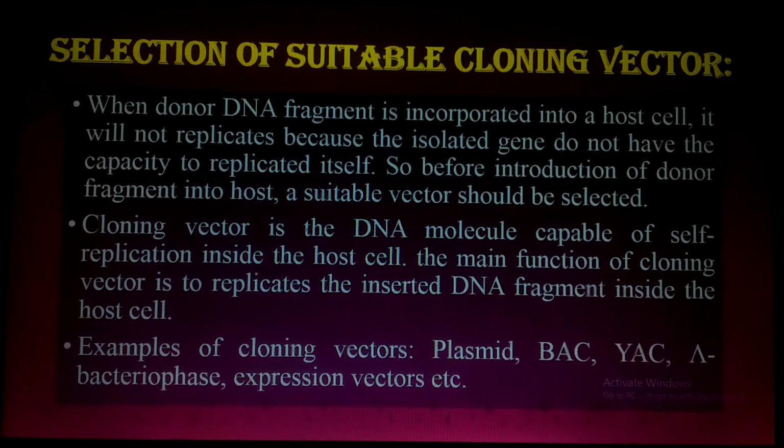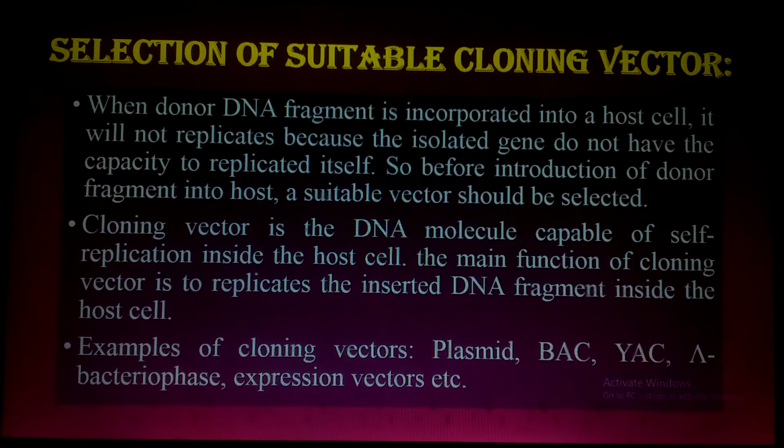Okay. Now, selection of the suitable cloning vector. This is very important. First step is the isolation of the gene of desire. Second one is the selection of the suitable cloning vector. When the donor DNA fragment is incorporated into a host cell, it will not replicate because the isolated gene does not have the capacity to replicate itself. So before introduction of the donor fragment into the host, a suitable vector should be selected. Must keep it in your mind. Suitable vector before cloning should be selected.